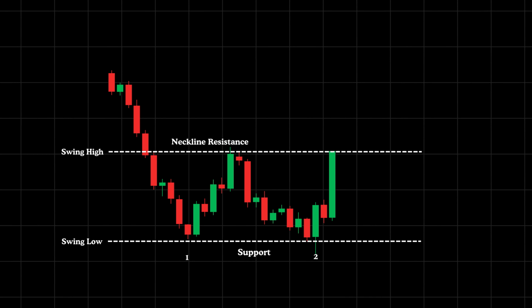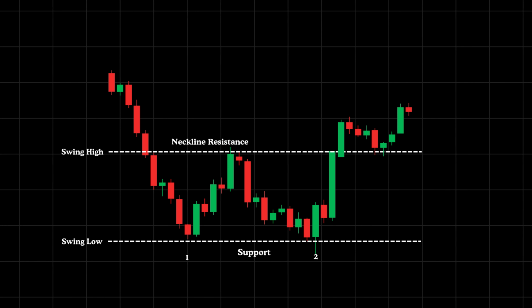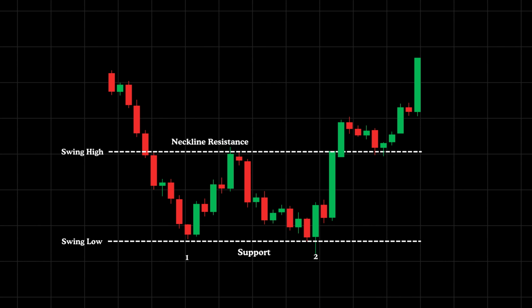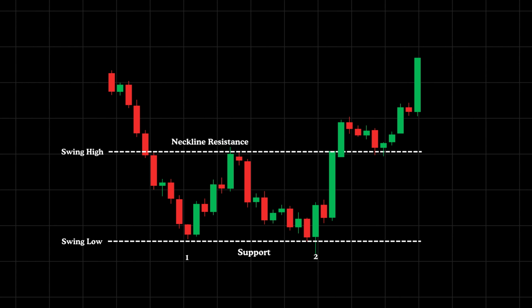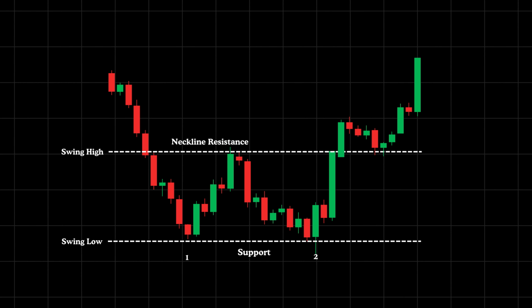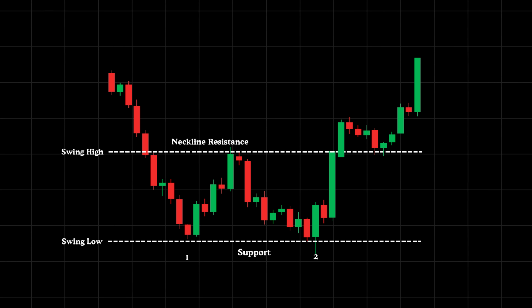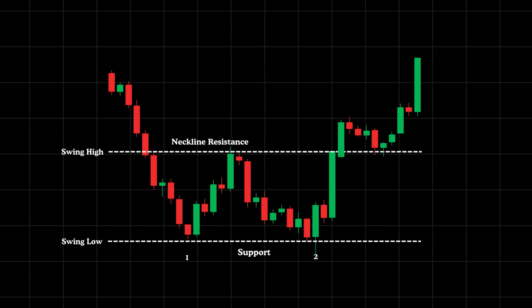Once the price breaks this neckline resistance, new buyers step in, adding momentum and pushing the price upward in a double bottom pattern market. This pattern is seen as a sign of weakening sellers and is therefore used as a bullish reversal in price action.